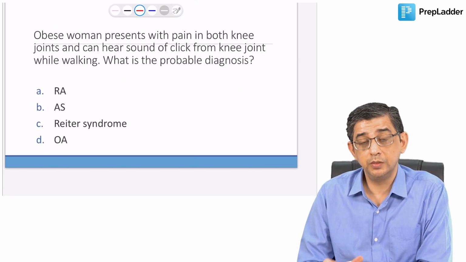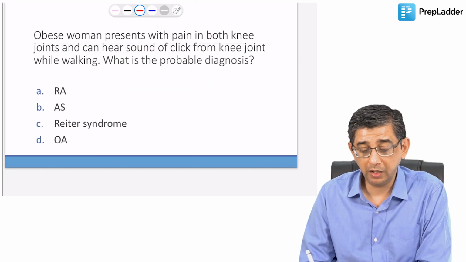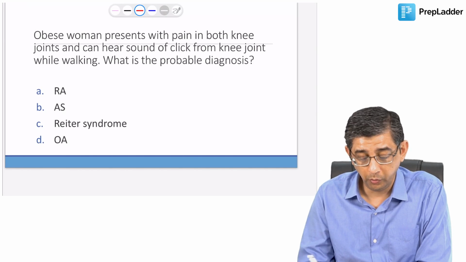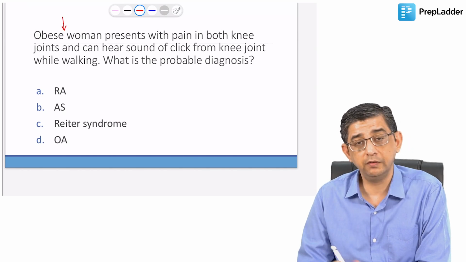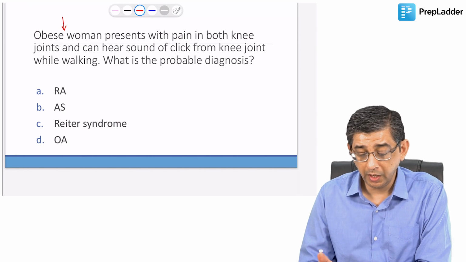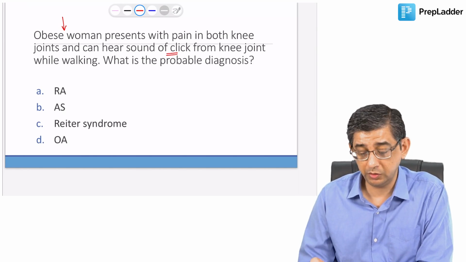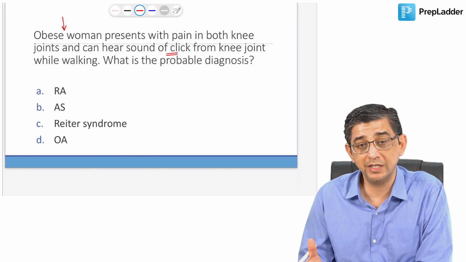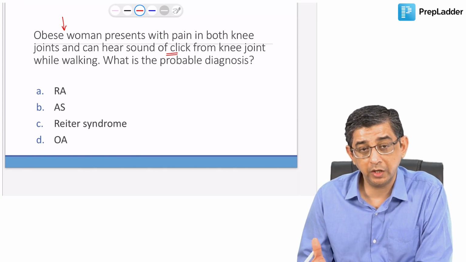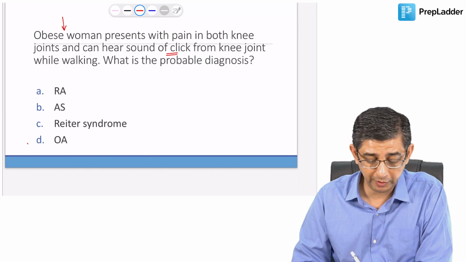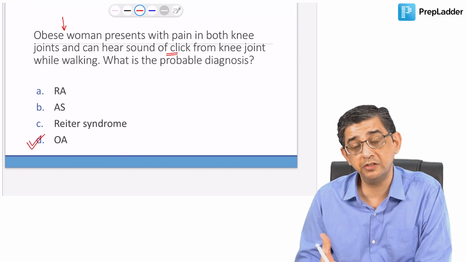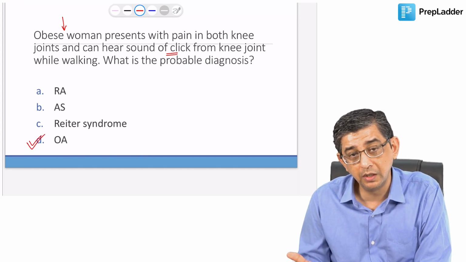The next question talks about a fat lady coming to you with pain in both the knee joints. Obesity is anyway a risk factor for development of osteoarthritis of the knees, and this lady has not had surgery done. She has not even had a total knee replacement done. There is a click sound coming from the knee joint, that is a crepitus being heard. The diagnosis of this case is very straightforward. It is osteoarthritis. The most common joint involved in osteoarthritis is the knee joint.